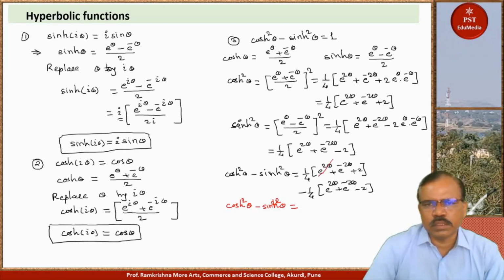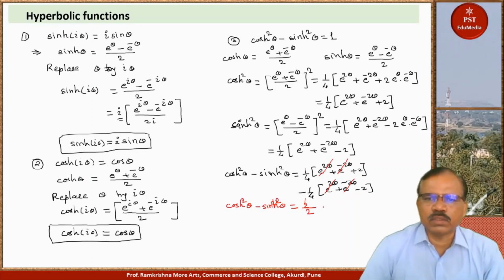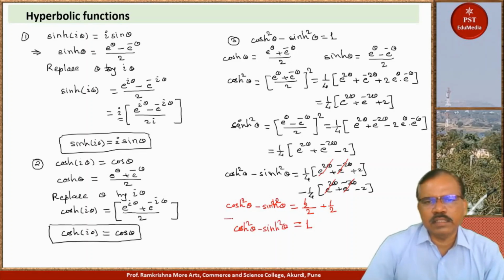Now e raised to 2 theta with minus sign of this cancels with this. This cancels with this. Now 1 by 4 into 2, that is 2 minus 1 by 4. Sorry, here 1 half. First one is 1 half minus 1 by 4 into minus 2, that is plus 1 half. So this is equal to 1. So cos hyperbolic square theta minus sin hyperbolic square theta is equal to 1. So we have proved this one also.